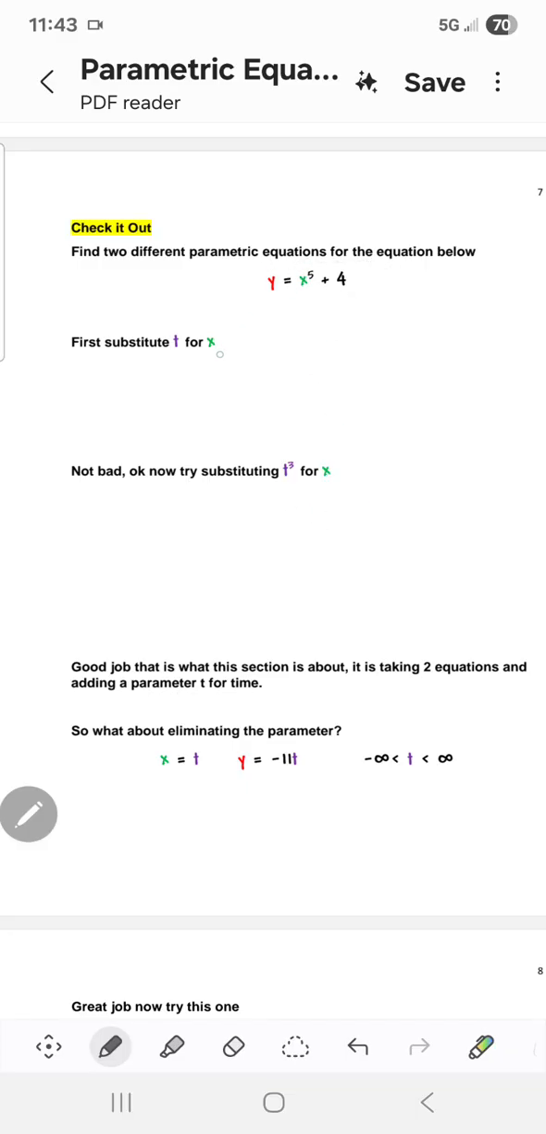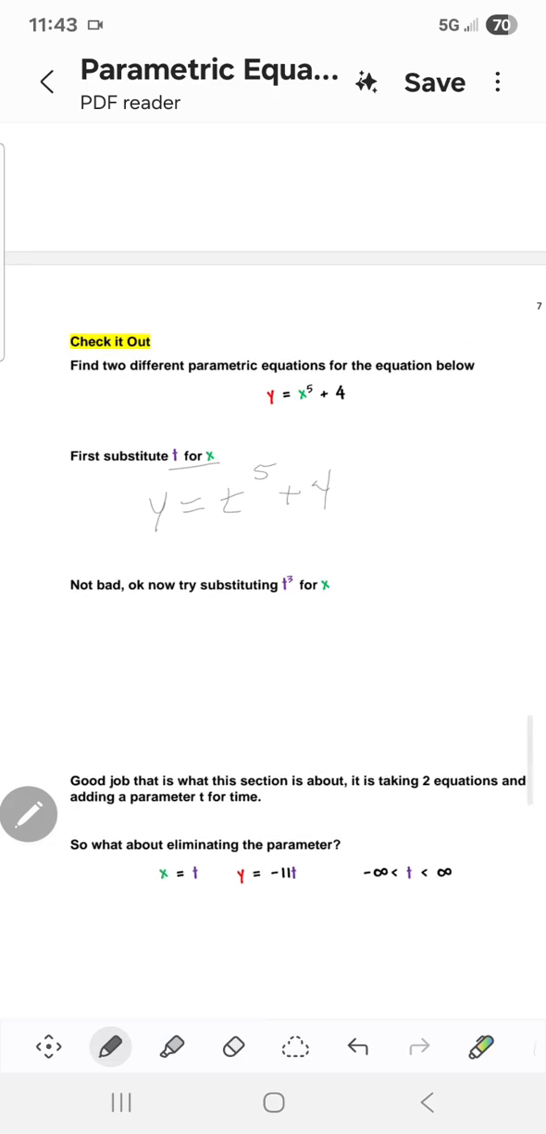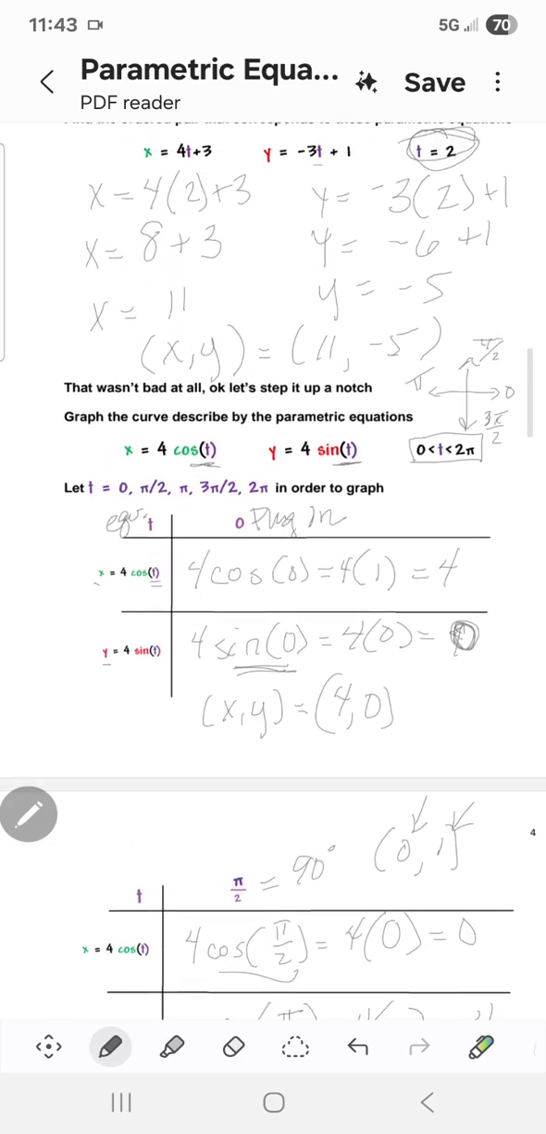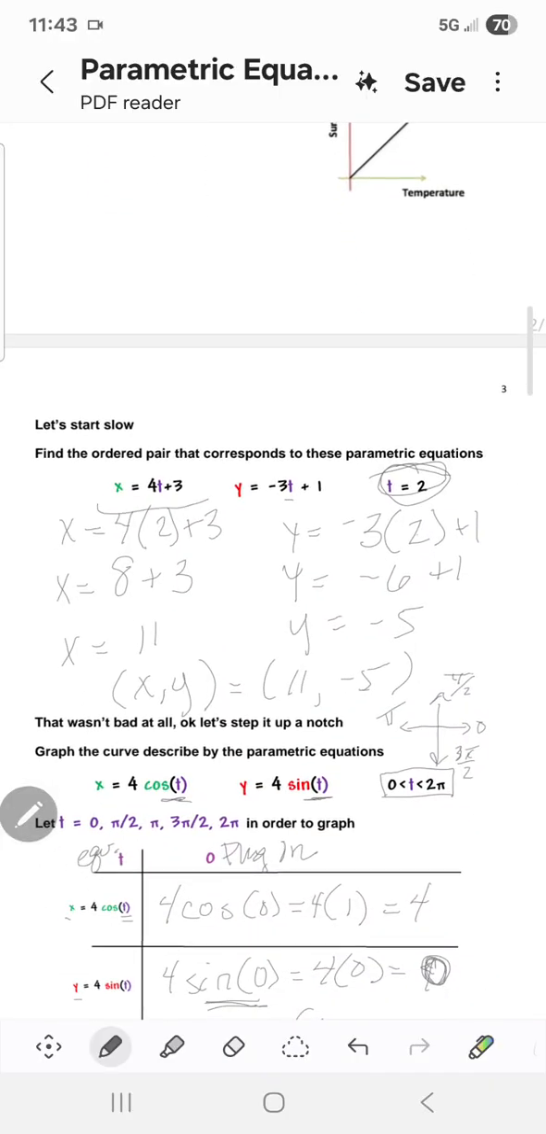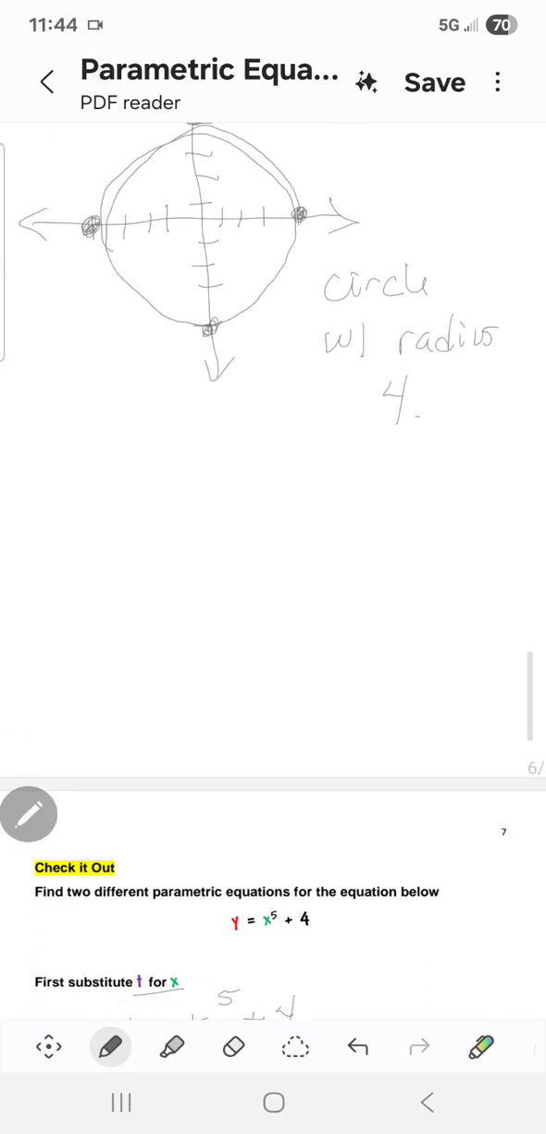So the first thing is, okay, let's just replace x with t. Because if you'll go back up and look, let's go back, where was the one we had? Here, look. X was an equation with variable t, y was an equation with variable t, and we had a value for t. That's kind of where we're going here.